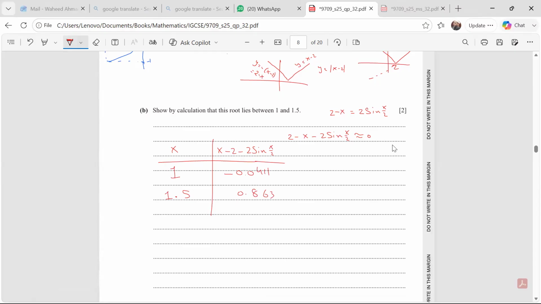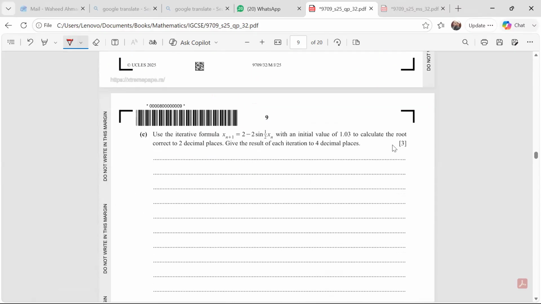So you see, for one value we are going a little bit above 0, and for the other value we are going a little bit below 0. It means the solution must be in between somewhere. In between somewhere, there is some number for which this difference will become 0, right? So that convinces us that the answer lies between 1 and 1.5. I hope it's clear that you understand the logic behind it.